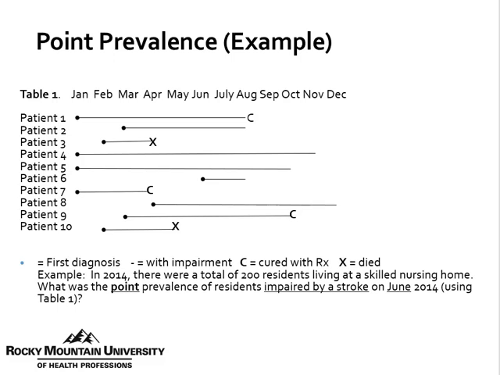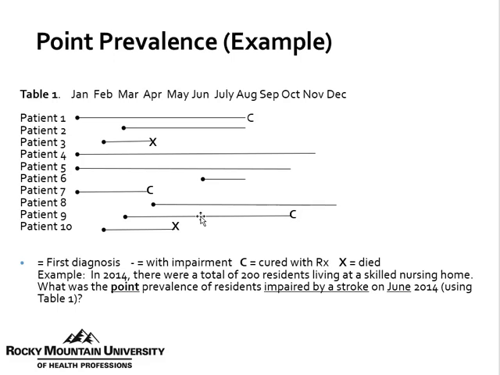So we know that 190 aren't impaired by stroke. But what we see here, there are 10 patients represented by that circle, by that dot, who experienced a stroke, and the dot corresponds with the month that they experienced the stroke. And then we want to know how many of them are impaired by stroke in June. So we go down, we take a look, we can count up 1, 2, 3, 4, 5, 6, 7.